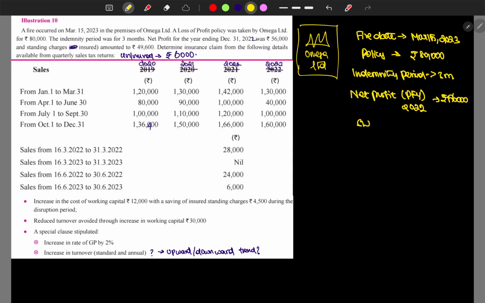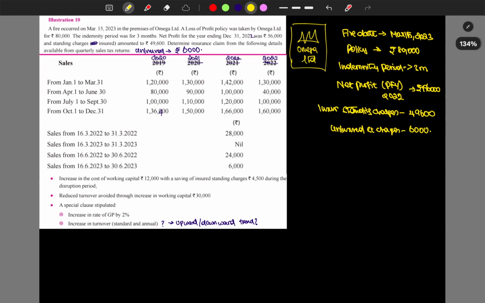And then standing charges, 49,600, plus uninsured standing charges, which is 6,000. Then what else information we have been given?